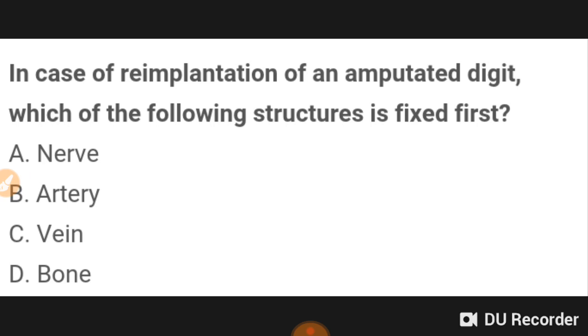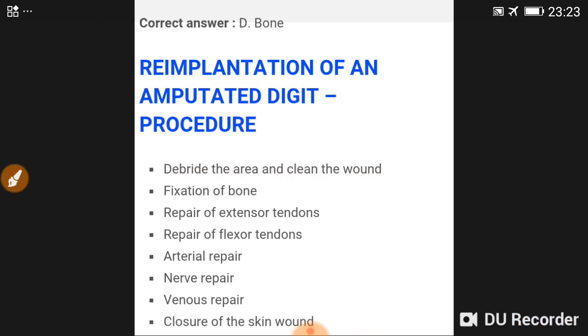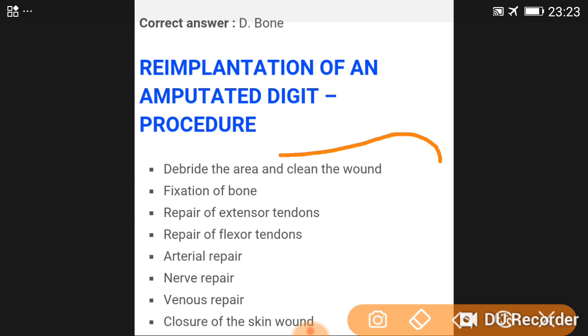Let's discuss. In a case of reimplantation of an amputated digit, which of the following structures is fixed first? Here it's bone. We have to fix the bone first. See in detail, the reimplantation of an amputated digit procedure. Debride the area and clean the wound.